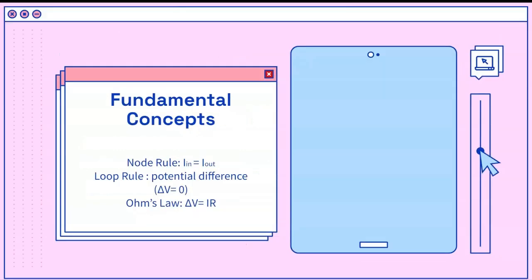So to introduce some of our fundamental concepts, we have the node rule, the current in equals the current out. We also have the loop rule, which means calculating the potential difference, it should equal 0 at the end. And then we have Ohm's law, which means the change in voltage equals the current times the resistance.